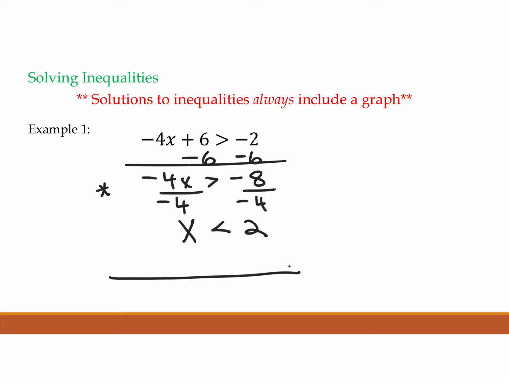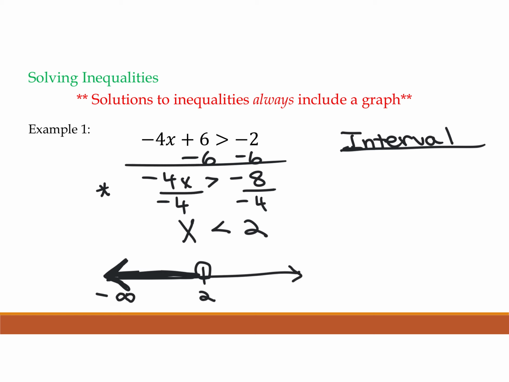I am now going to graph, and I'm going to put 2 on my number line. Less than is an open circle, which means 2 is not included, and I'm going to shade to the left. Now if I'm writing my solution in interval notation, then I'm going to label my graph. The left arrow is negative infinity, and the number is 2. So my interval is going to be from negative infinity to 2.